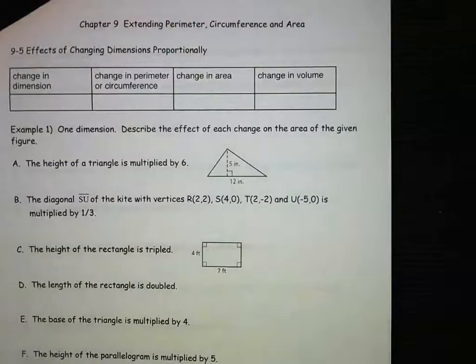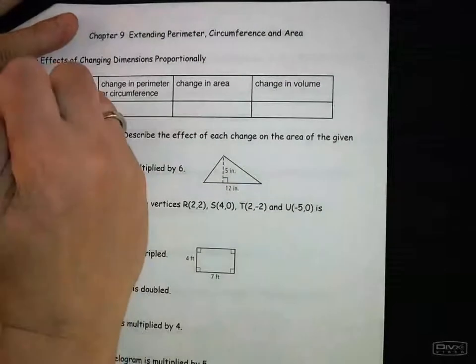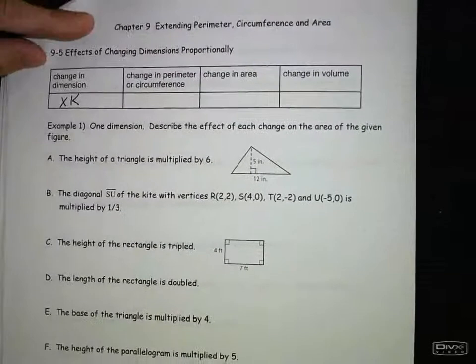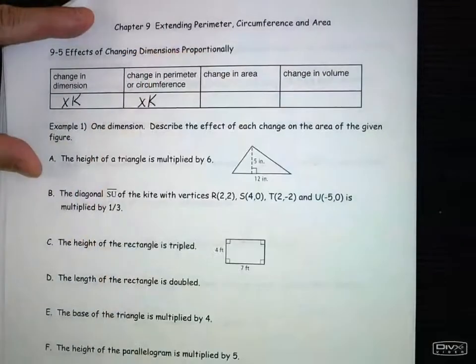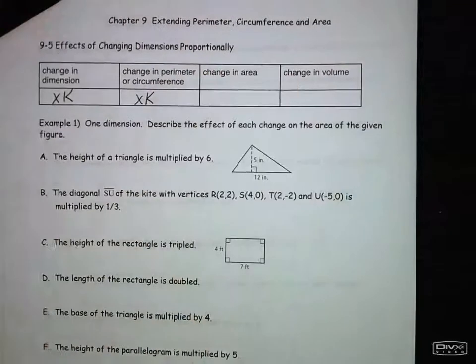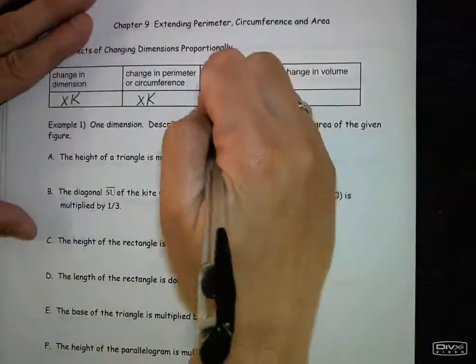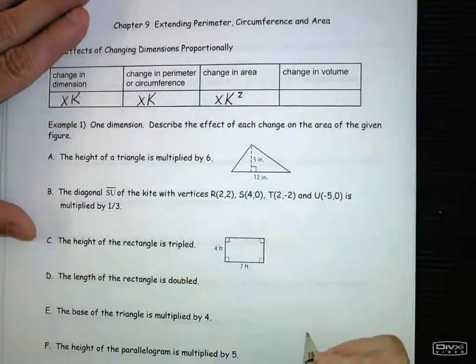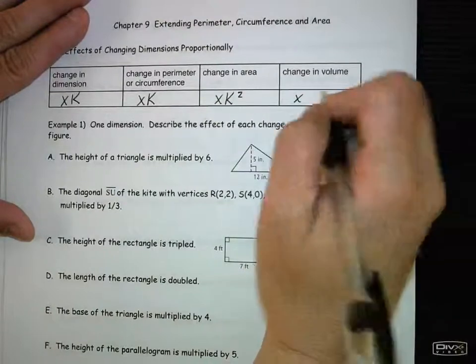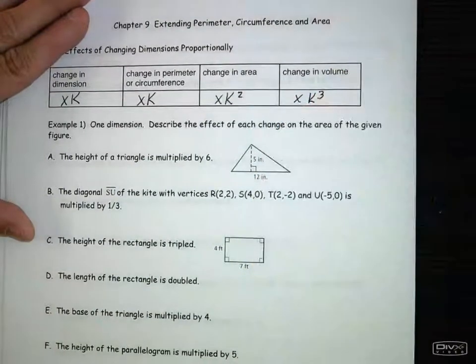In Chapter 9, Section 5, we are going to change some dimensions and then see what happens to perimeter, area, and volume. If you change your dimensions by some number, let's call it K, the perimeter and the circumference are going to change by that same number. However, with area, you're changing two dimensions, a length and a width. So that's going to change by K squared. And volume, you are changing three dimensions, length, width, and height. So that will change by K to the third power.